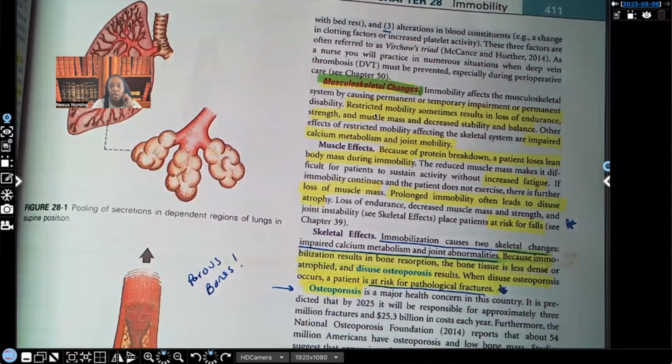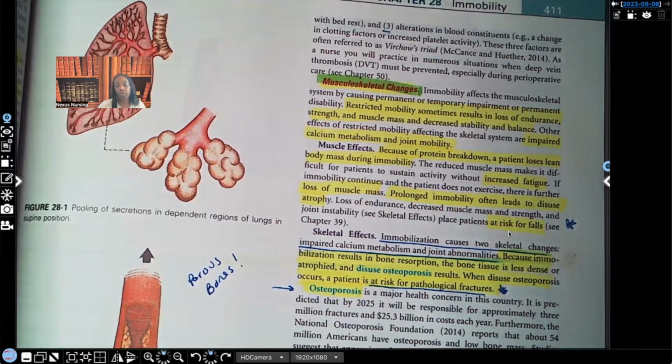Let's keep going. It also says impaired calcium metabolism and joint mobility. Muscle effects. Because of protein breakdown, the patient loses lean body mass during immobility. We talked about that already. Patient's going to have increased fatigue, increased loss of muscle mass. Prolonged immobility often leads to disuse atrophy. We talked about that disuse atrophy. Those muscles get shorter, they get weaker. Patients at risk for what? Falls. I put a star next to it. Don't say I didn't warn you.